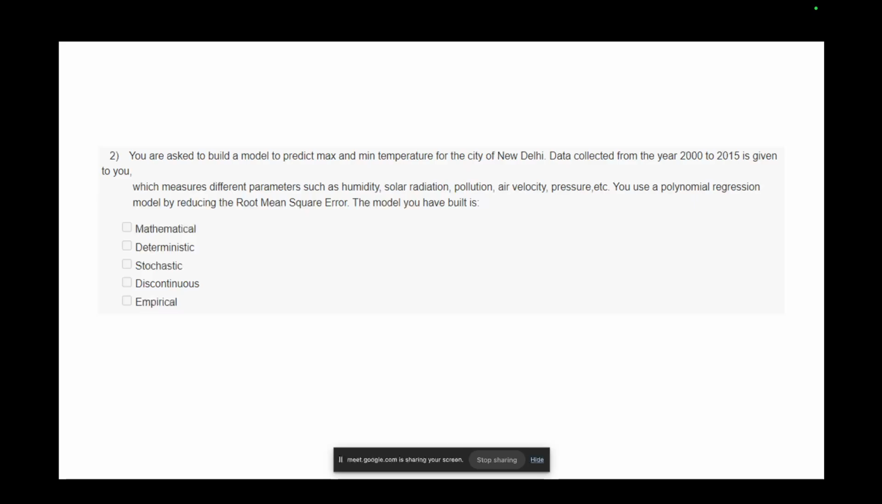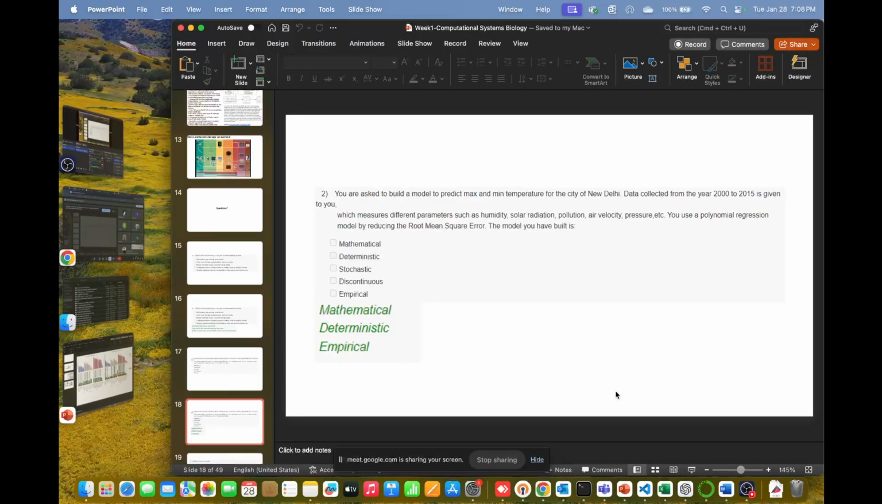I don't think we have the answer. I'll move quickly over this because we have better questions to move on to. Anyway, the point is that you are told to build a model that will predict the temperature of a particular city.